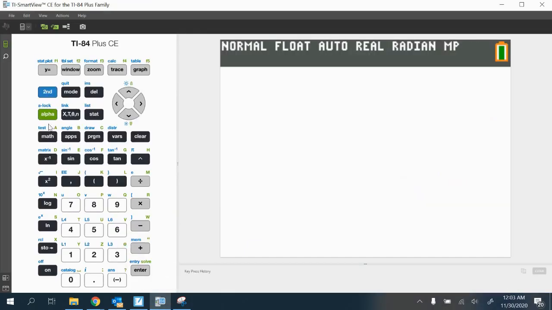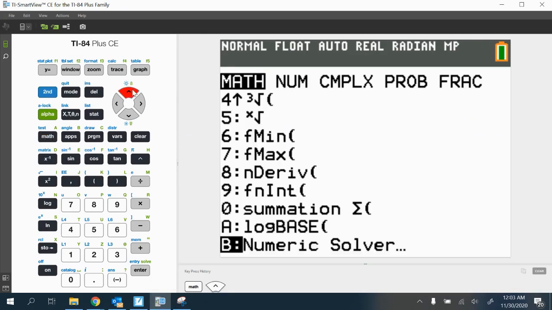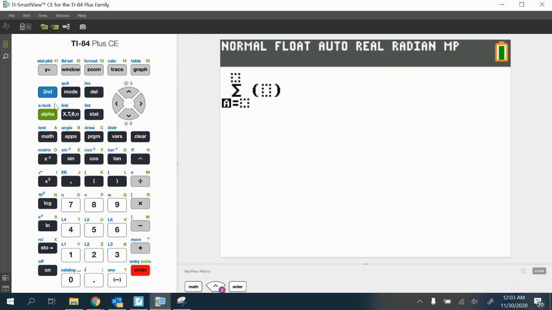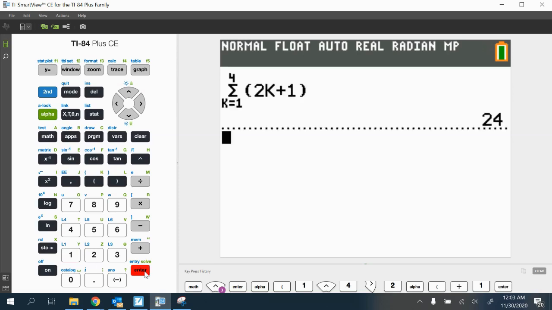So what I would do is I would hit the math button. I'd go to summation. And then you can use whatever letter you want. I'm going to use k because that's what we tend to do. So k equals 1 to 4 of 2k plus 1 gives me 24. That's good. That means that I actually did it right. So now let's do one more.